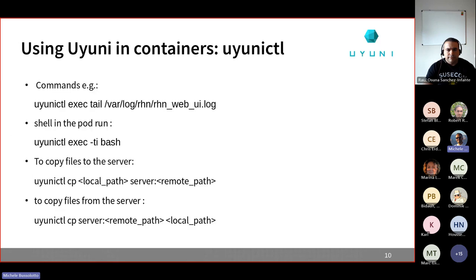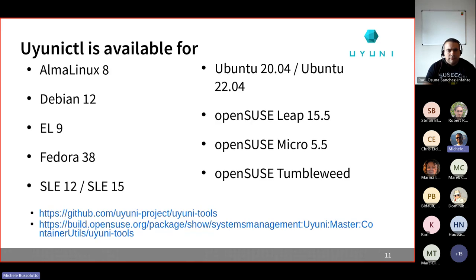Besides that, there is also this other command, UniCTL, in a different package. UniCTL is a way to interact with the container in a simple way. These are some commands. Just uniCTL exec and your command, and you can run the command that you like and see the output in the console. You can also open a shell with uniCTL exec bash, and you can copy files from your server to the container, but also in the reverse way, from the container to the server. Also, uniCTL is available for all the OSs and architectures that we mentioned before.